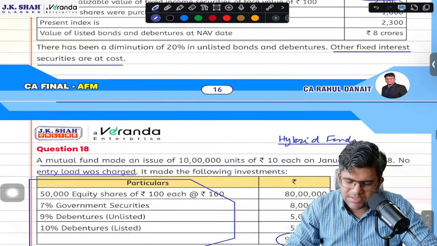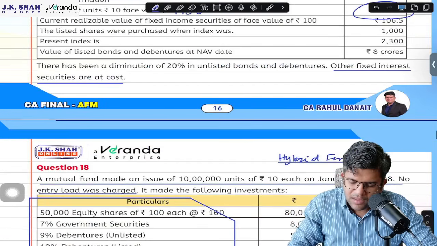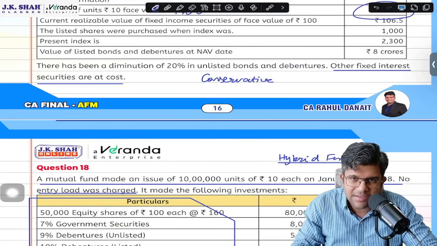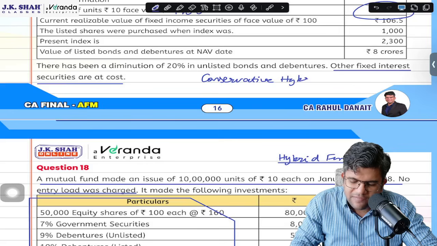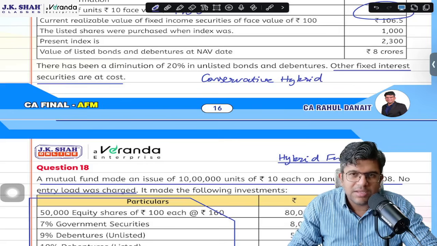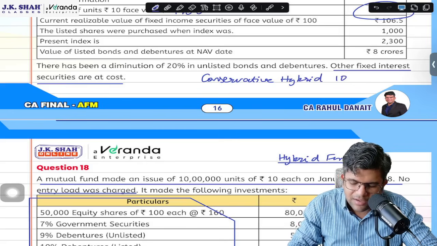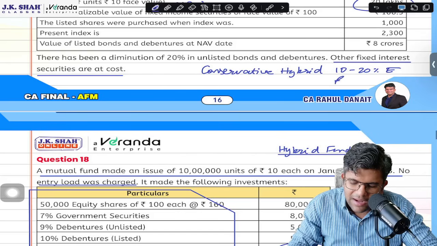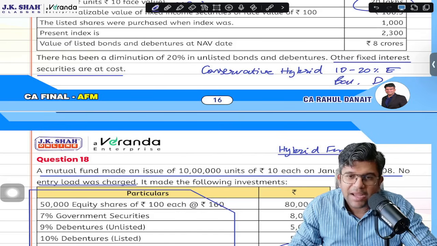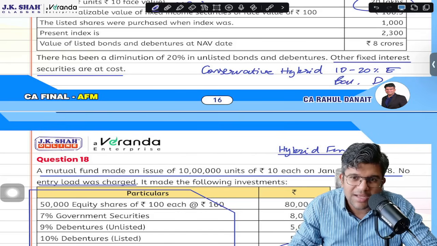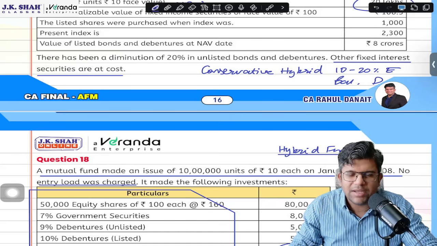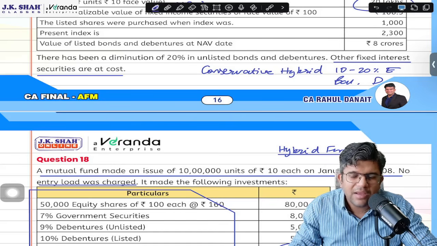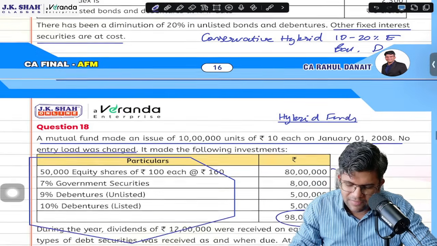First, students, is called a conservative hybrid fund. This is not your academics, just giving you general knowledge. A conservative hybrid fund invests around 10 to 20% of your money in equity and the balance in debt. Can you now tell me why it is called conservative hybrid? Because a very small portion is invested in equity, and the remaining is put in debt. Everyone clear?